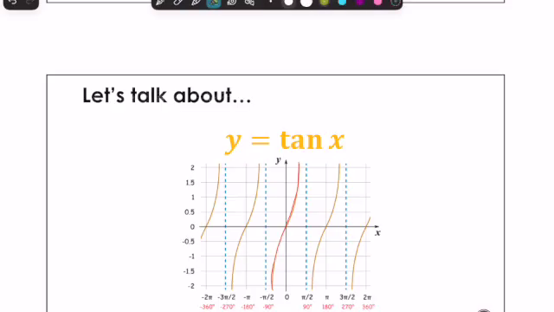Good, I'm glad. It's going to be just along here. And I'm going to restrict it between -pi/2 and pi/2. Cool. So we're restricting there.